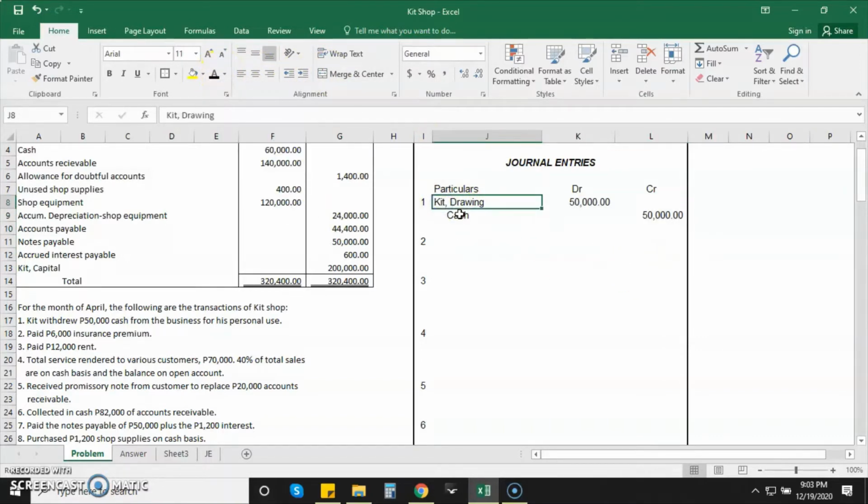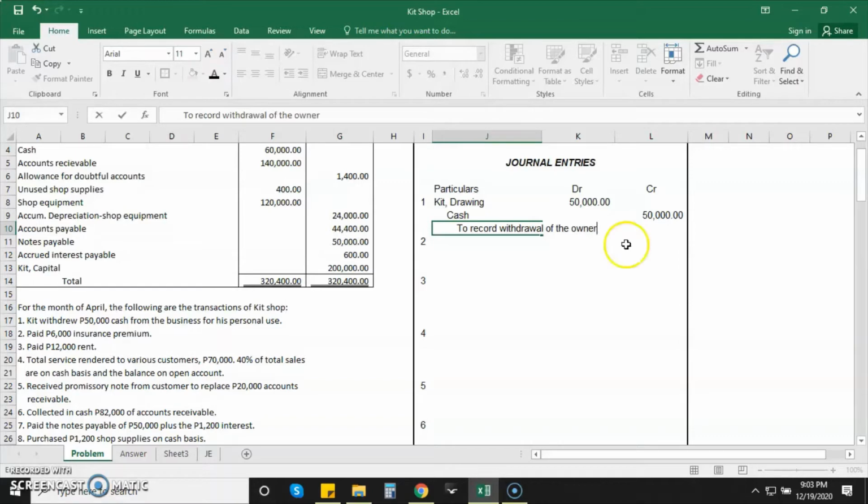Kit, withdrawal, 50,000. It is a decrease in capital, so you debit it, and then a decrease in cash, so you credit it. And then do not forget to put your description to record withdrawal of the owner. You can do it like that.